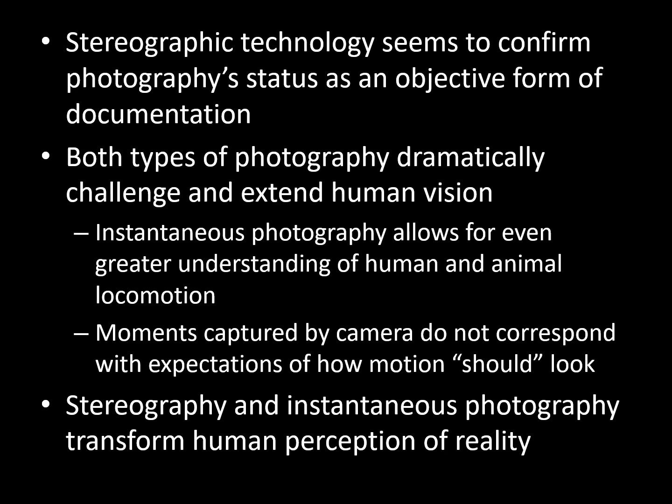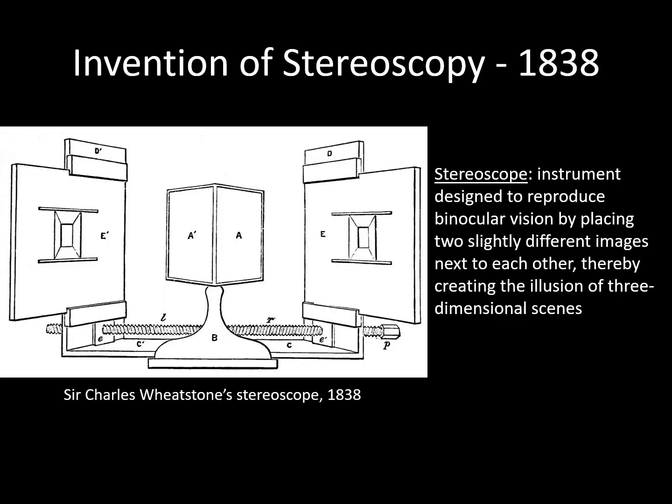Additionally, stereography, instantaneous photography, and the ability to take your own photographs at home really changed how people perceived and experienced the world. So stereoscopy appears the year after photography is invented. This is the original stereoscope, and it is an instrument that's designed to reproduce binocular vision by placing two slightly different images next to each other, which creates the illusion of a three-dimensional scene. When Charles Wheatstone invents this, he was using drawings, not photography, though.